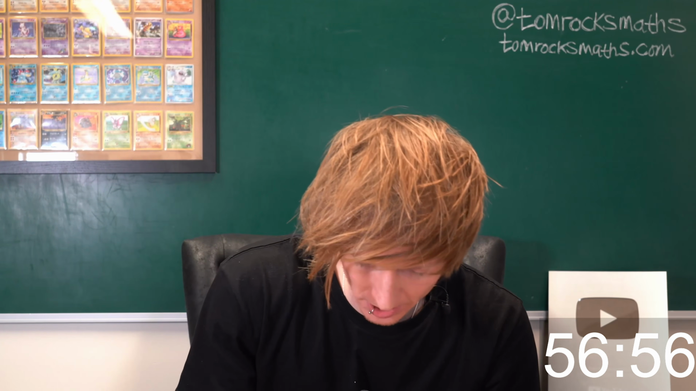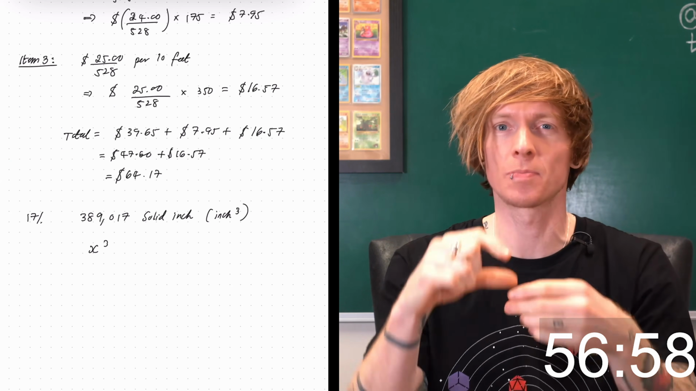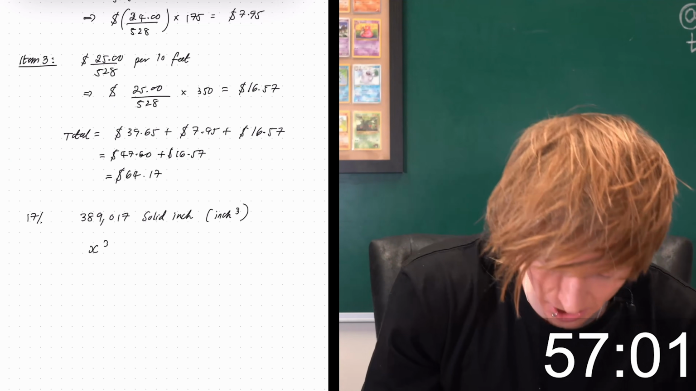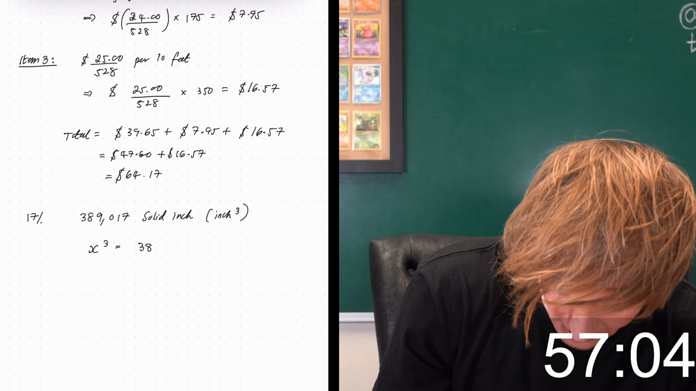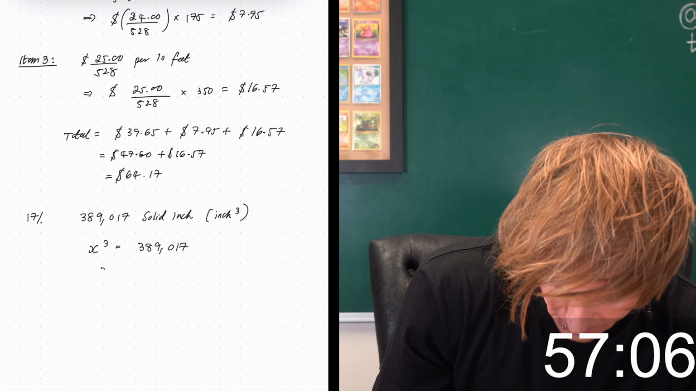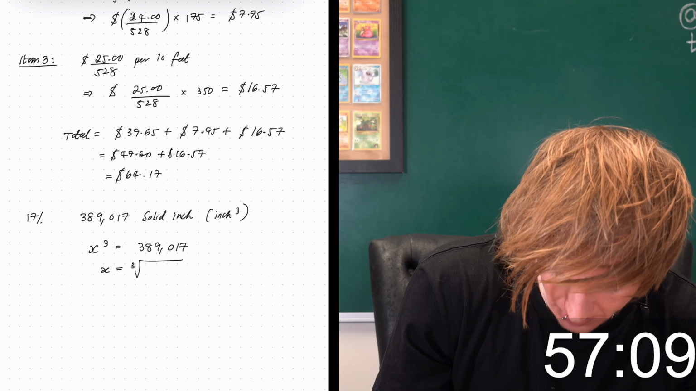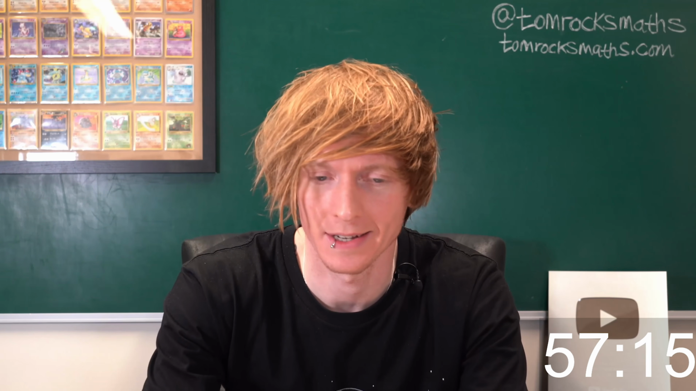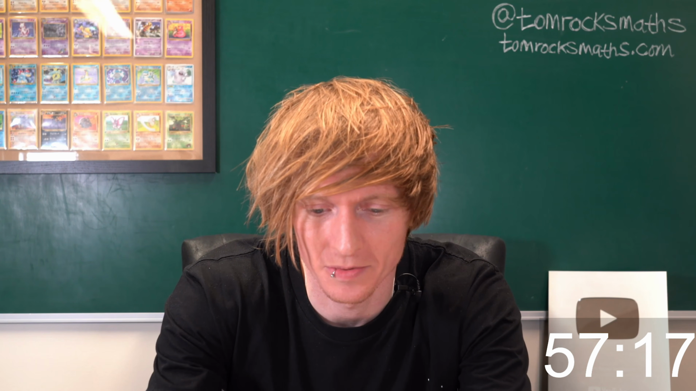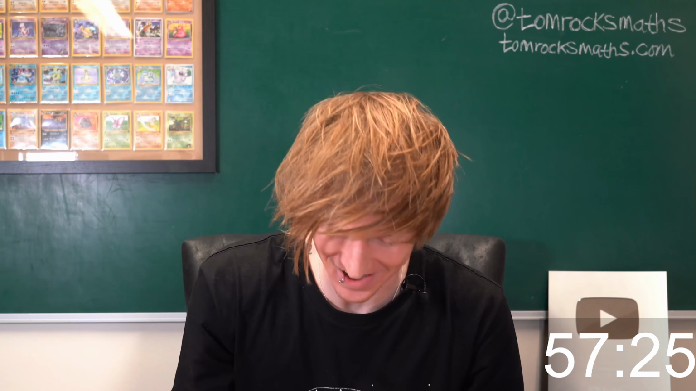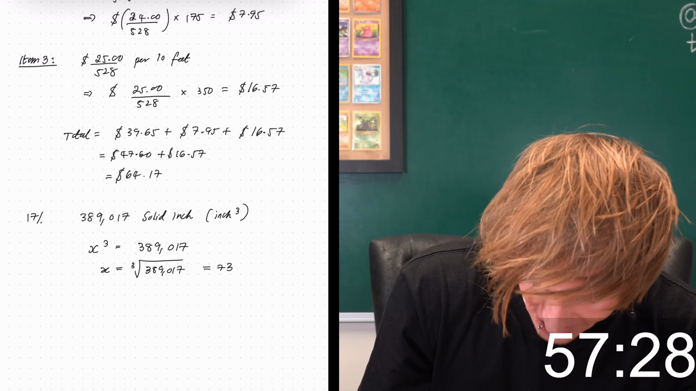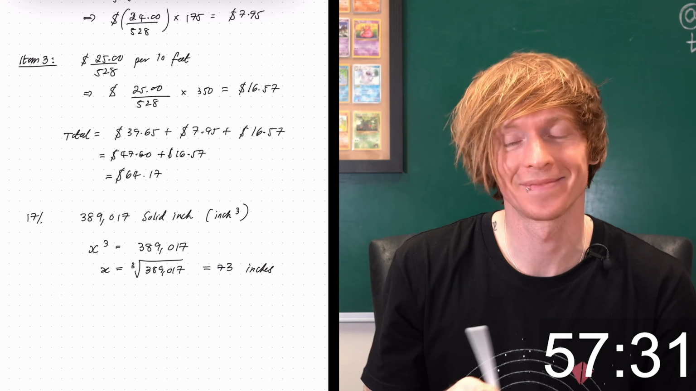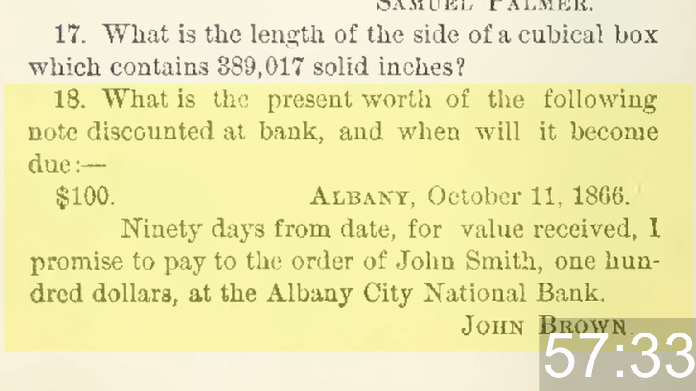Great. So we want x cubed for the side length because it's a cube. So all the dimensions are x. So x cubed equals 389,017. So we want x to be the cube root of 389,017. So again, calculator, aren't we? Cube root of 389,017. I do not know that one. It's 73. Very nice. All right, so it's 73 inches. Sweet. Nice. Okay, question 18.